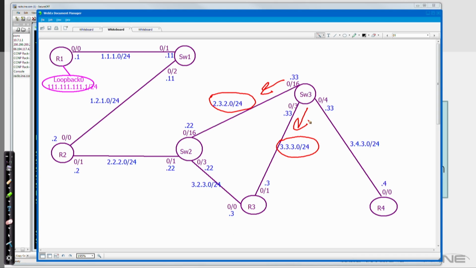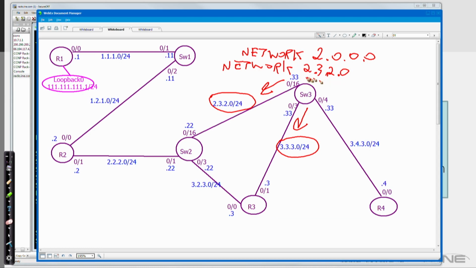Now with EIGRP, you have two options with the network statement. Two ways that you could type it in. I could just type in the classful network, like network 2.0.0.0, and then hit enter. And then switch 3 would look around, and any interface he has that has an IP address beginning with the number 2, he would start speaking EIGRP on that. Or alternatively, I could actually enter the specific subnet that I want, network 2.3.2.0. Now, if I just hit enter right now, it will actually condense it down to 2.0.0.0.